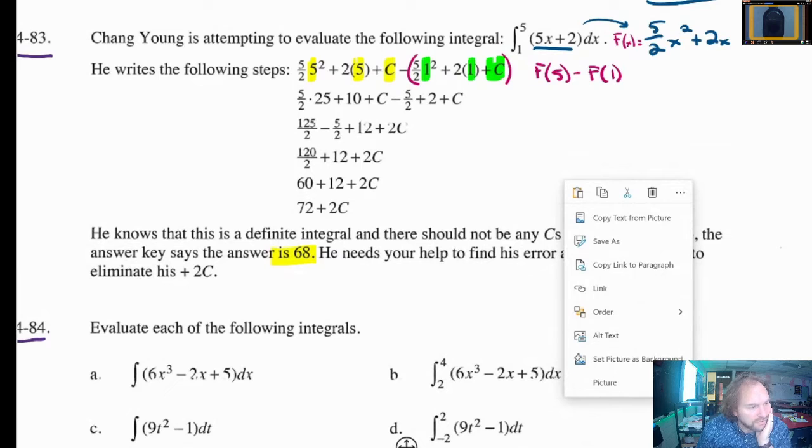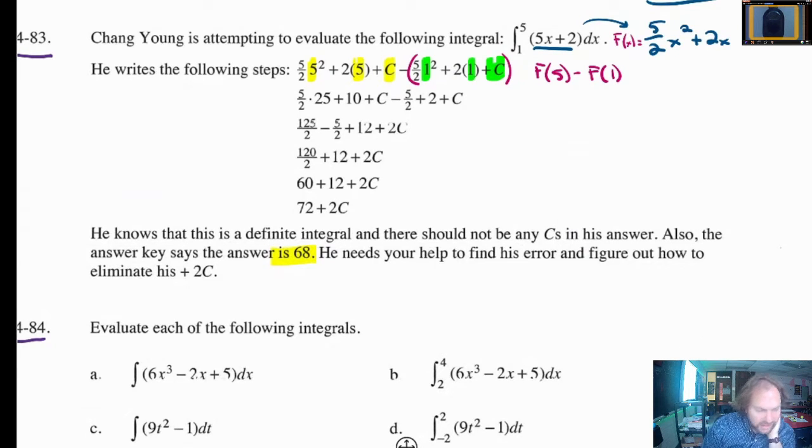The only thing he forgot to do was to put the whole thing in parentheses and distribute, because that's where the plus c, see how it's still plus c right there? That should be minus c. It should also be a minus 2 right there, though that's the problem that you had right there. That's where he ran into it.